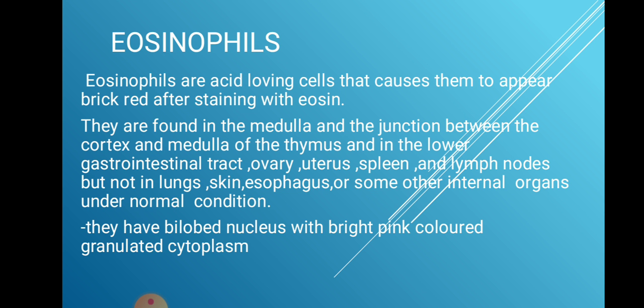They are found in the medulla and the junction between the cortex and medulla of the thymus, and in the lower GIT, ovary, uterus, spleen, and lymph nodes, but not in lungs, skin, esophagus, or some other internal organs under normal conditions. They have a bilobed nucleus with bright pink colored granulated cytoplasm.